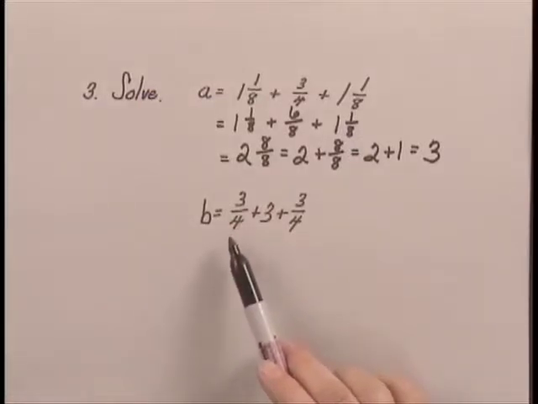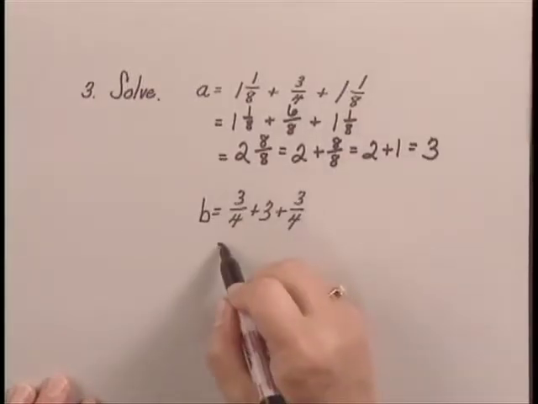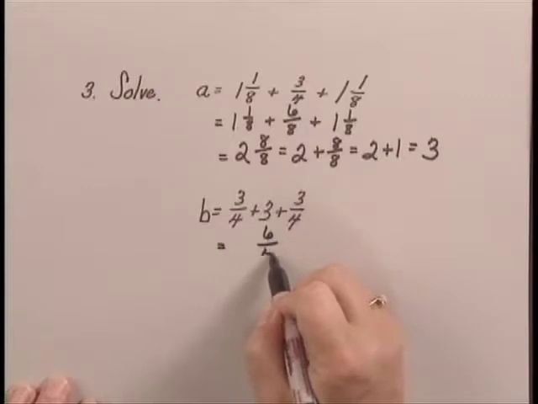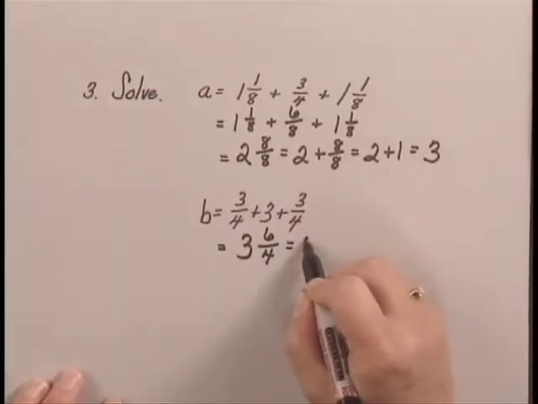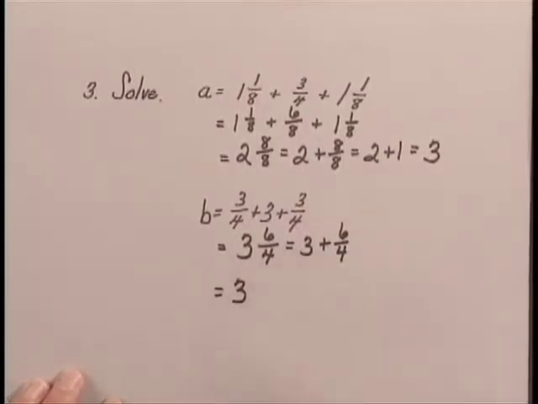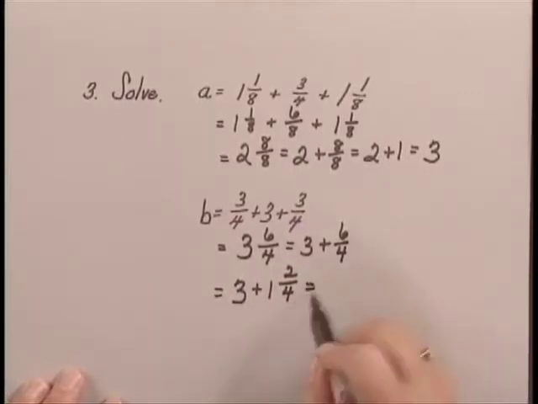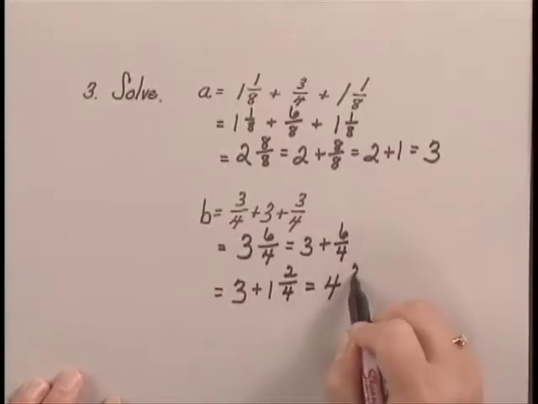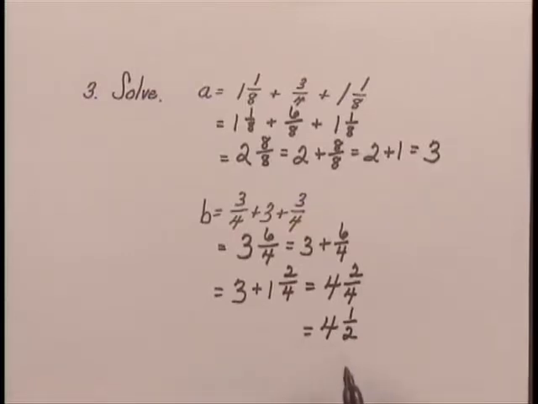For B, we need to add 3/4 plus 3 plus 3/4. And adding the 3/4 plus the 3/4, we get 6/4. And then the 3 would become the whole number part of a mixed numeral, 3 6/4. Now 3 6/4 is the same as 3 plus 6/4. 6/4 we can write as a mixed numeral, 1 2/4. Or we can combine the 3 plus the 1, 4 2/4. And finally, we can simplify the 2/4 as 1/2. So we have the length B as being 4 1/2.